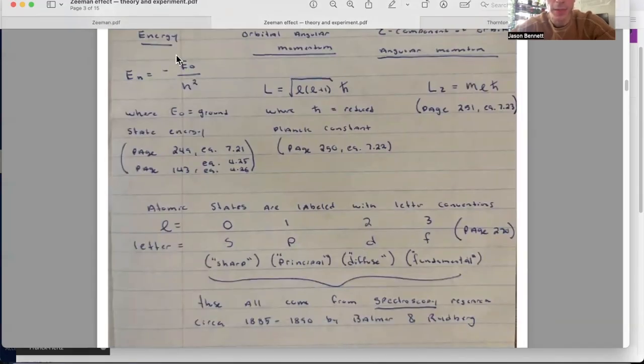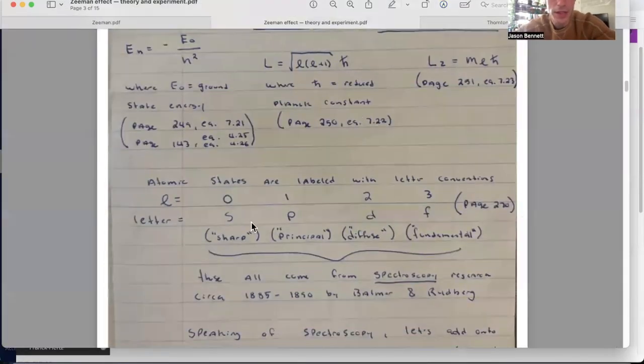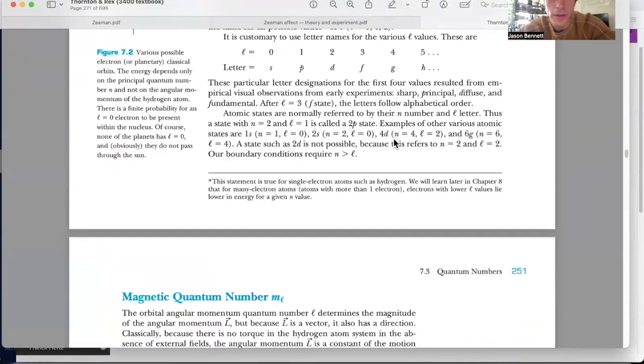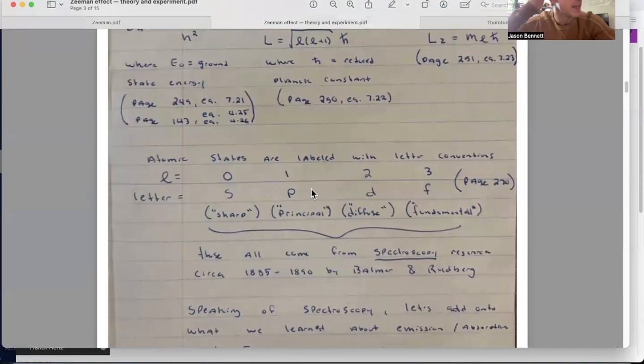It does explain a little bit more about what these letters mean. You'll notice S is 0 for everything, so that's why I'm explaining. You don't need to worry about J at all throughout the lab. So these S, P, D, and F, they stand for something. They stand for sharp, principal, diffuse, and fundamental. All those names, this was on 270. Oh, it's right here. They come from spectroscopy research, circa the late 1800s, 85 to 90.